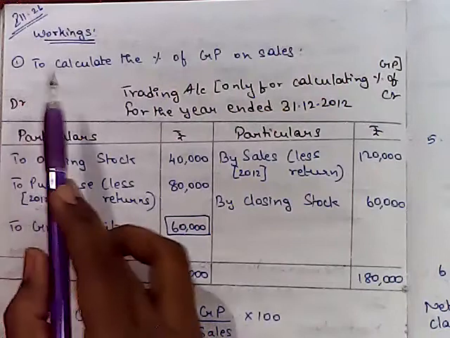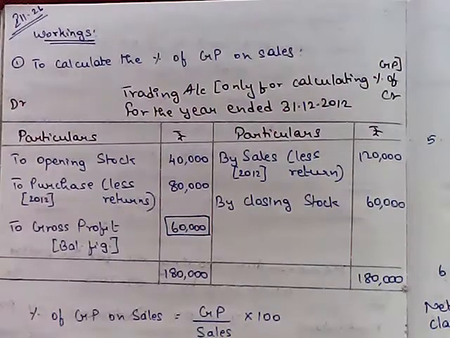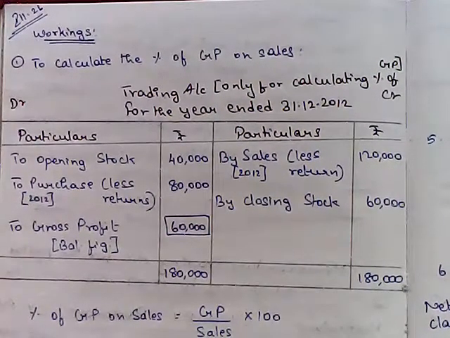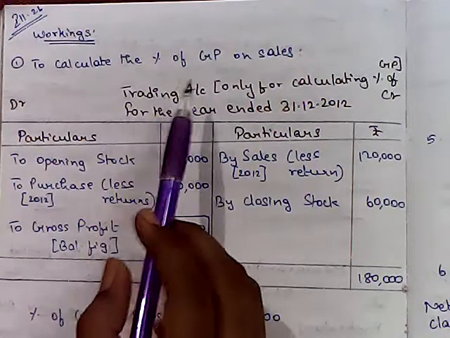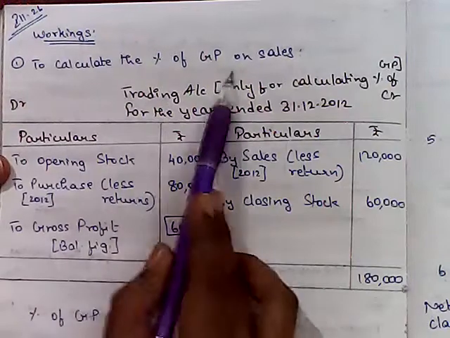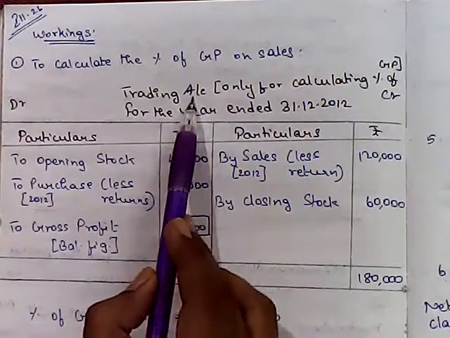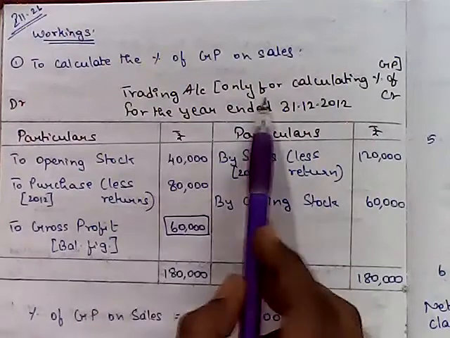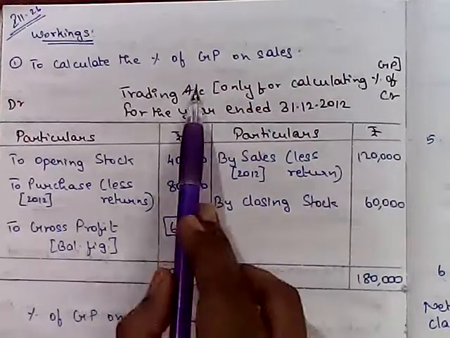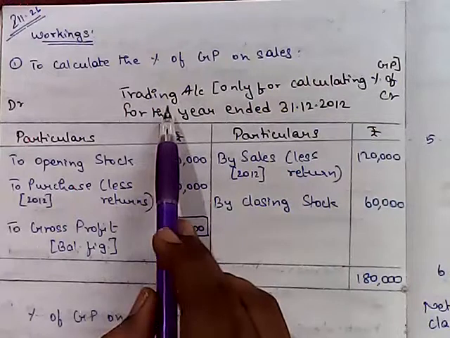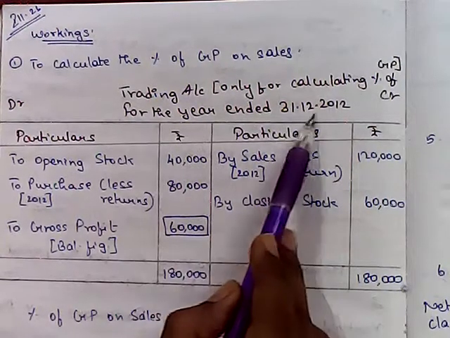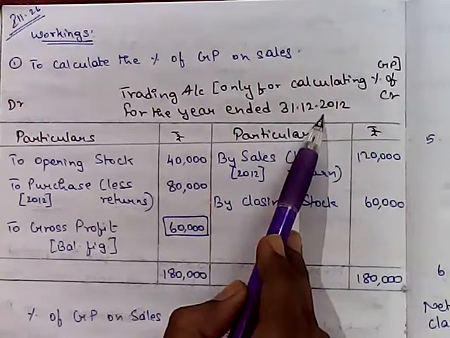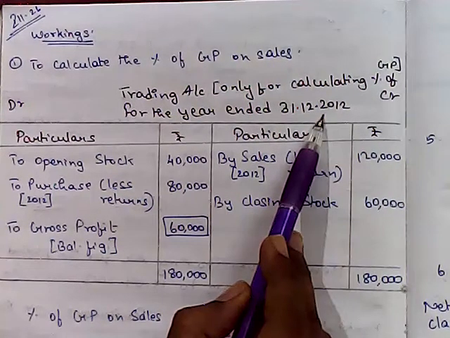First step, they have not given you the percentage of gross profit on sales. Since GP percentage is not given, we have to calculate that. So in order to calculate the percentage of gross profit on sales, we are going to do a trading account. This is only for the calculation of percentage of gross profit, and this will be for the preceding period, which is the year ended 31/12/2012.